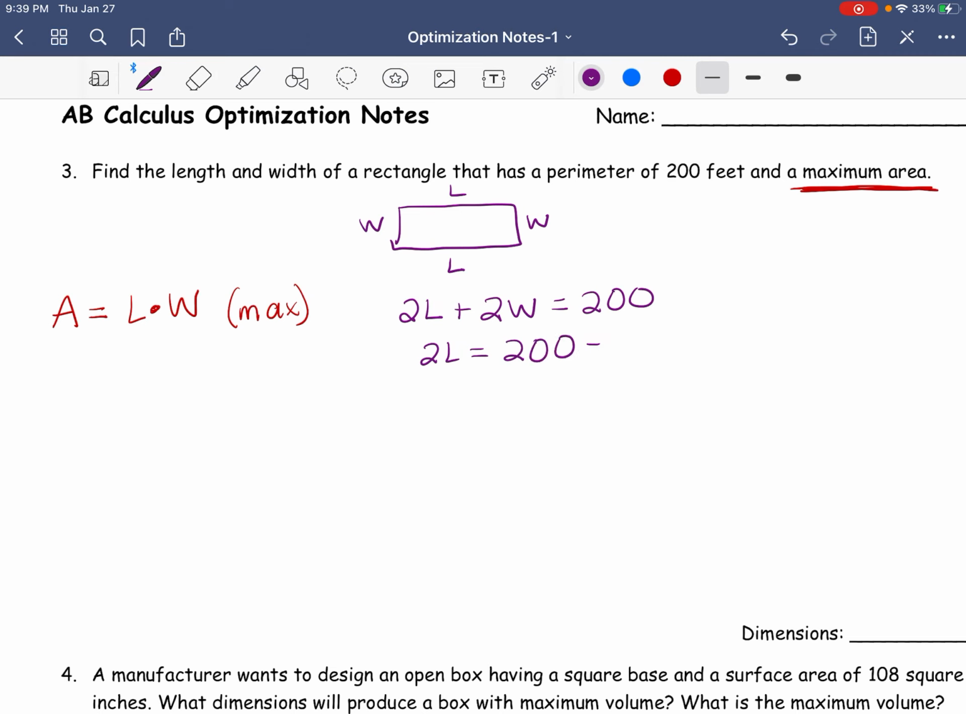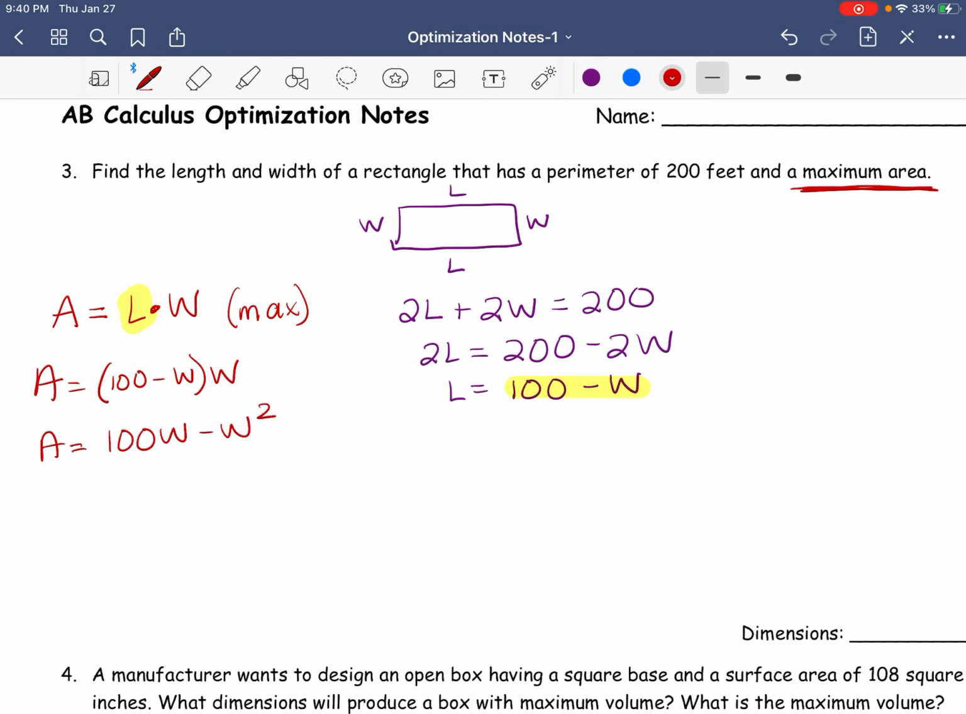They're both going to be the same. Divide everything by 2. And I get that L is 100 minus W. I'm going to sub that in for L. And remember, I'm subbing it in because I don't want to take the derivative when it has L and W. I'm going to have to take the derivative, but I really want to simplify that first. So I'm going to distribute that W.